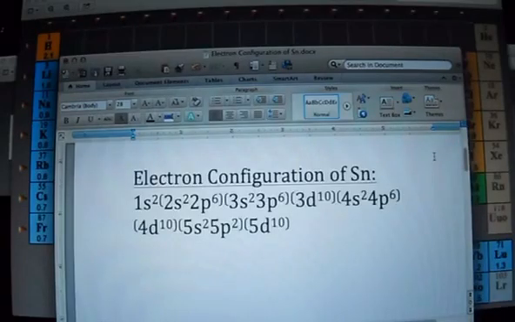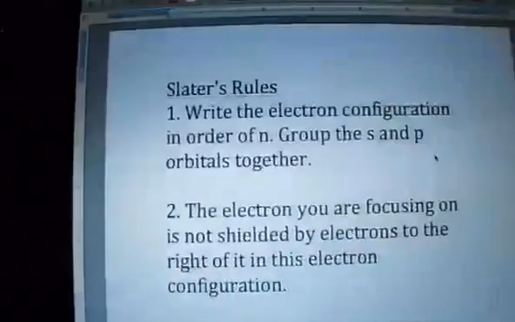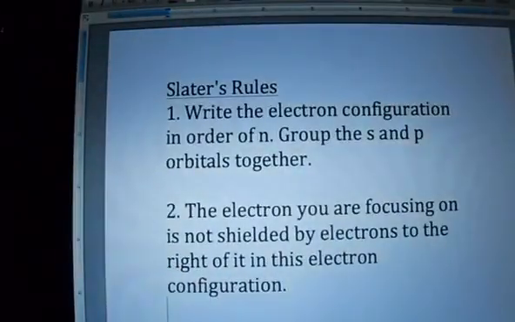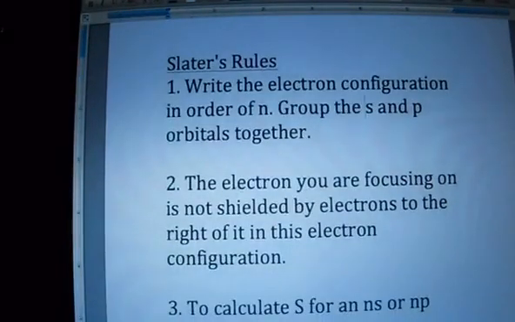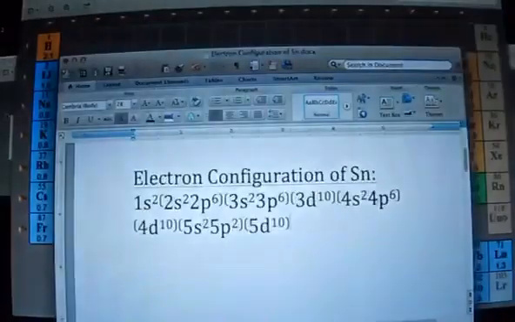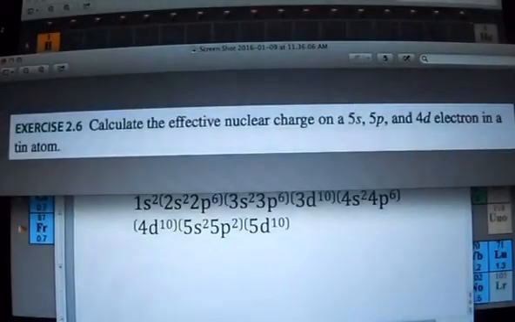Okay, so we've completed the first part of Slater's rules, and that's writing down the electron configuration and grouping the s and p orbitals together for the same n. Now the second rule is dependent on the electron that we're focusing on. Going back to the original problem, we're supposed to look at the 5s, the 5p, and the 4d electrons. So let's start with the 5s electron.